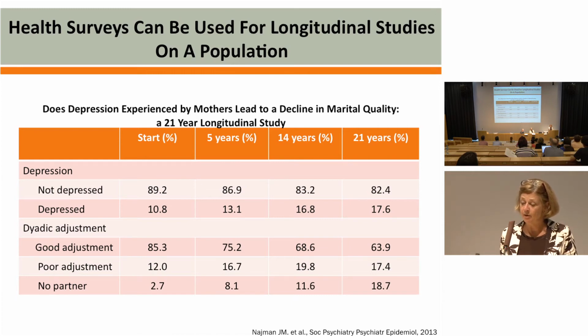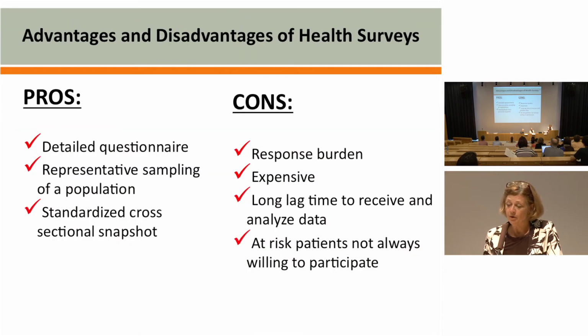Here was an example of looking at changes in depression, with increasing depression through time and a reduction in marital quality. This was a social science research question about the impact of our new social environment on health. So there are pros and cons.